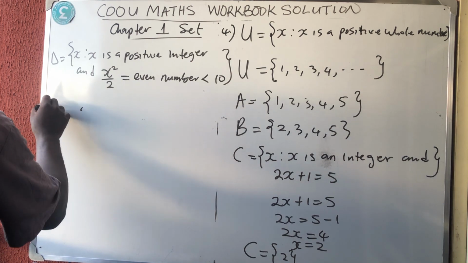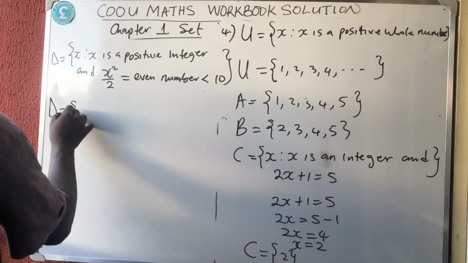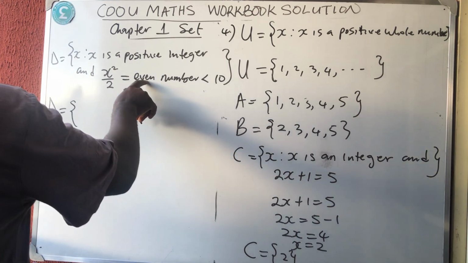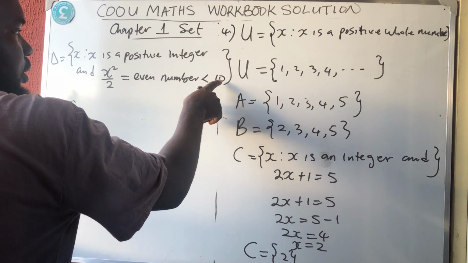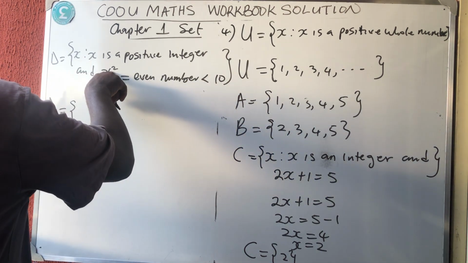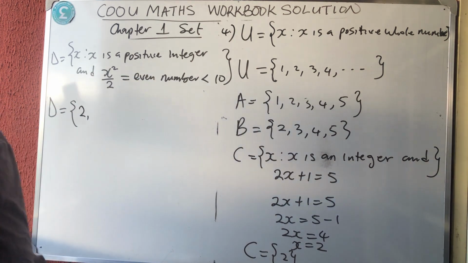So I'm using 2 now for the element of the set. 2 squared is 4 and 4 divided by 2 is 2, and 2 is an even number and is less than 10. The answer is not what I'm picking. What I'm picking is that 2 I used here. 2. Let me check 3.